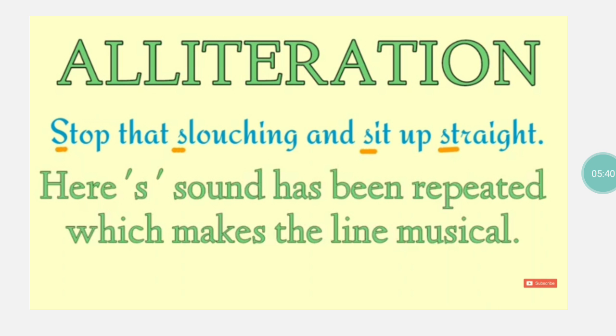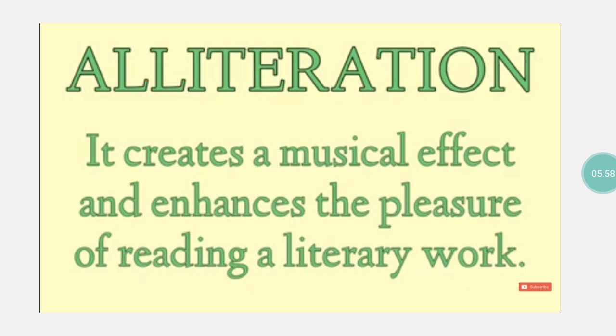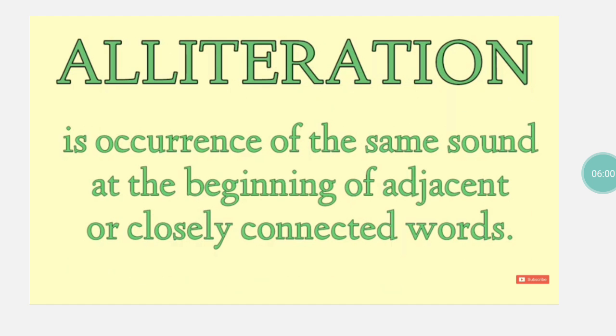That's alliteration. Here is an example, children. Say, stop that slouching and sit up straight. Here the S sound has been repeated, which makes the line musical. One more example: stop that circling at once, Amanda. Here again the S sound is being repeated. So these are the examples for alliteration.